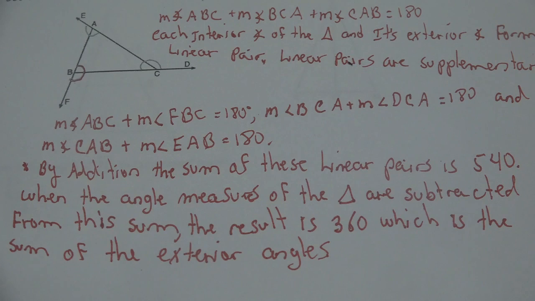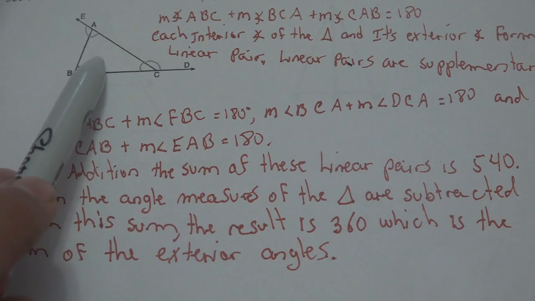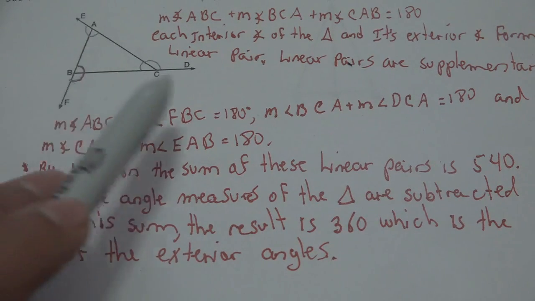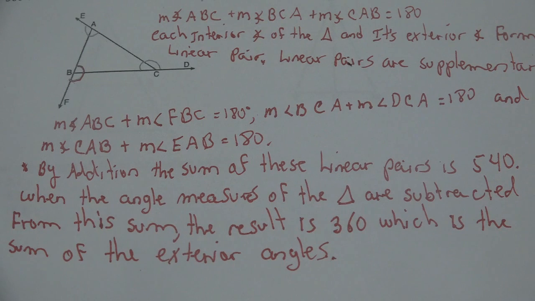All right, so that's how you prove that the sum of the exterior angles in a triangle is 360. And be careful, because when they ask you to prove that the sum of the interior angles of a triangle is 180, this same proof can be used for that one, okay? Got it? Because you know that the exterior angles now add up to 360. Anyways, let's move on to our next example.